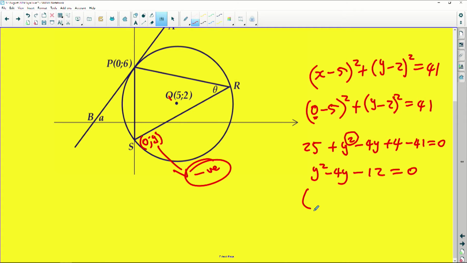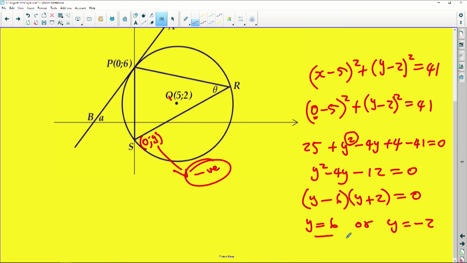To factorize this, I will say it's y minus 6 and then y plus 2 equal to 0. Remember, minus 6 times 2 is minus 12. Minus 6 plus 2 is minus 4. So my y values are y is equals to 6 or y is equals to negative 2.